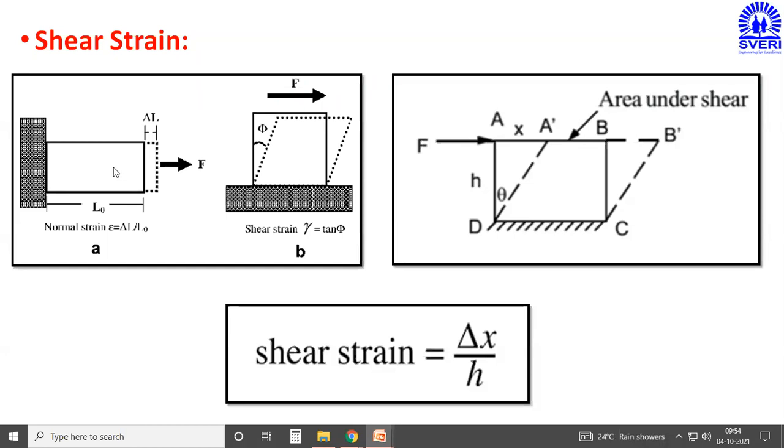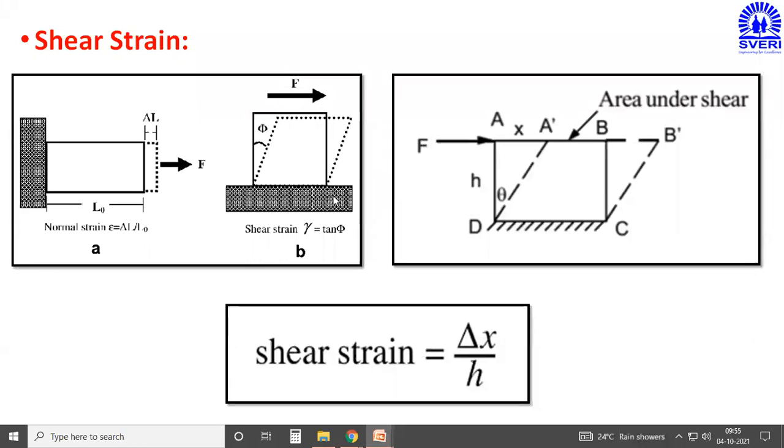The axis is present at the center, and this F amount of force is applied along the axis, and this is the delta L amount of deformation taking place. So this deformation is called a linear deformation. Why is it linear deformation? Because deformation is taking place in the direction of force. So this is the linear strain, or it is called a normal strain, that is change in dimensions upon original dimension.